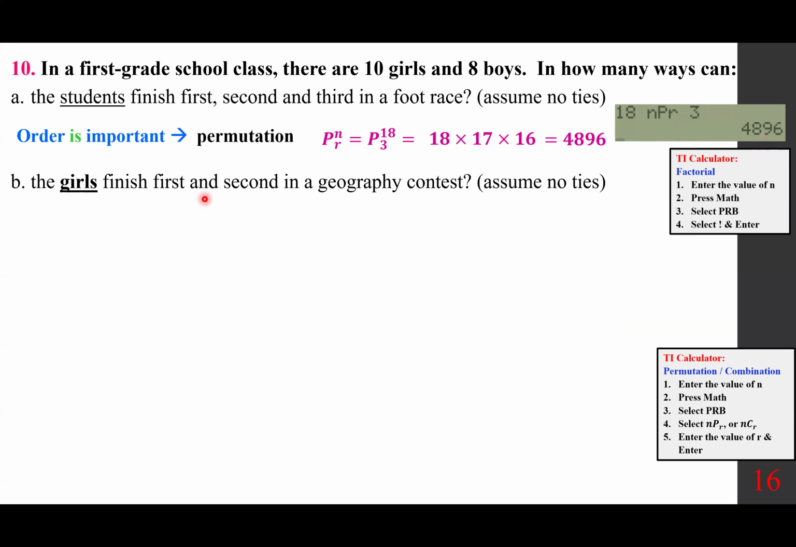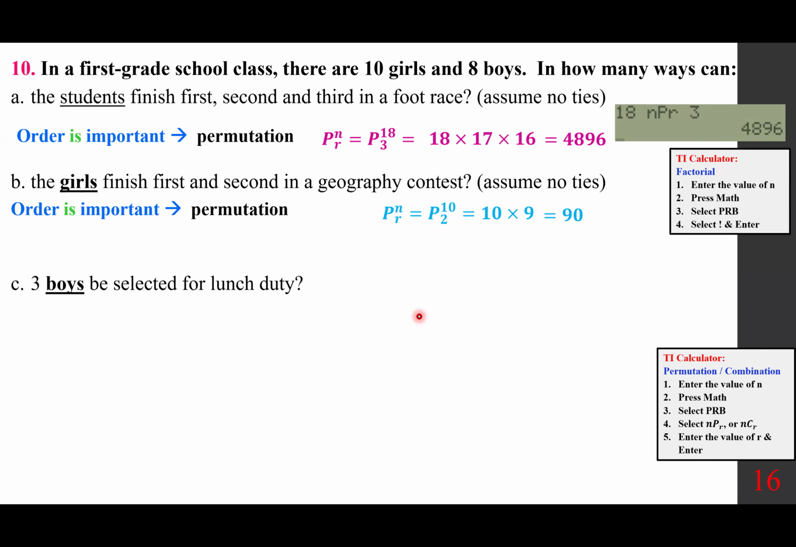The girls finish first, second, and third in a geography contest. First and foremost, we are just dealing with 10. So again, order is important, but this time we have only 10, so n is 10. And we want to choose how many? First and second, we want to choose 2. So P of 10, 2, 10 times 9, and the answer is 90.